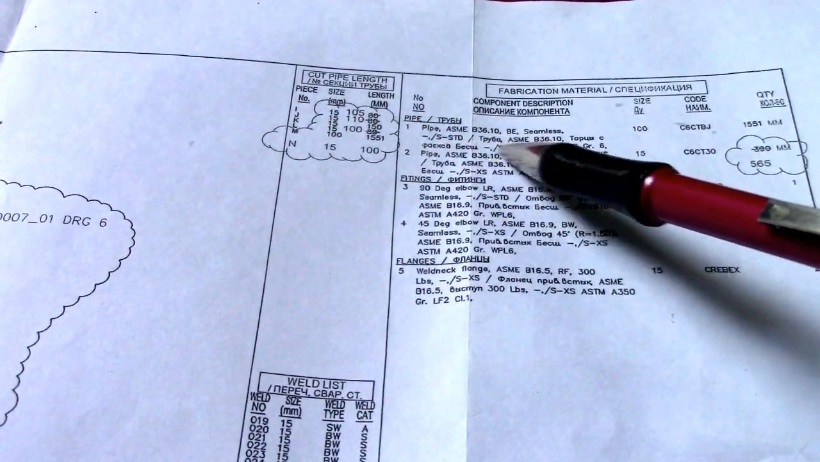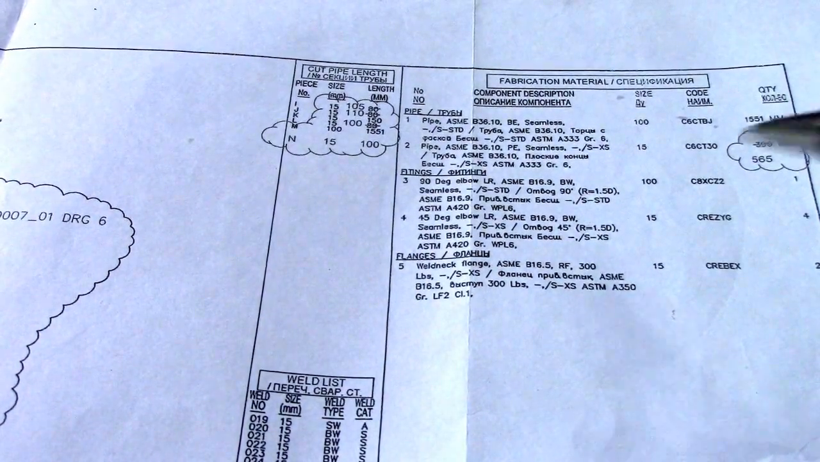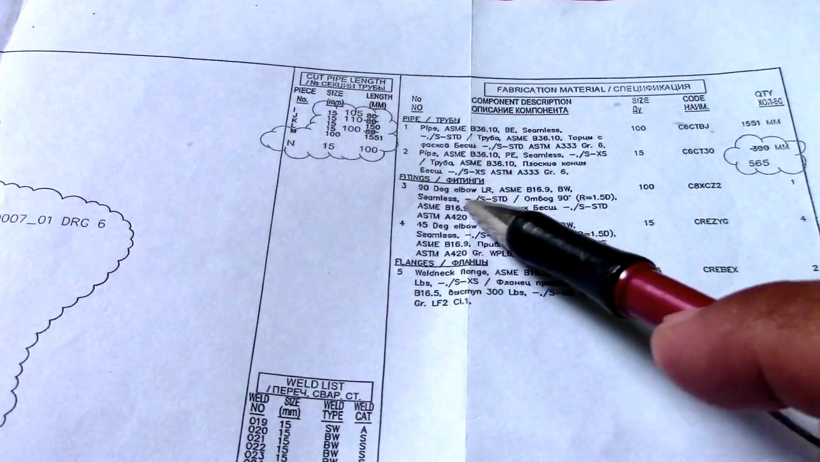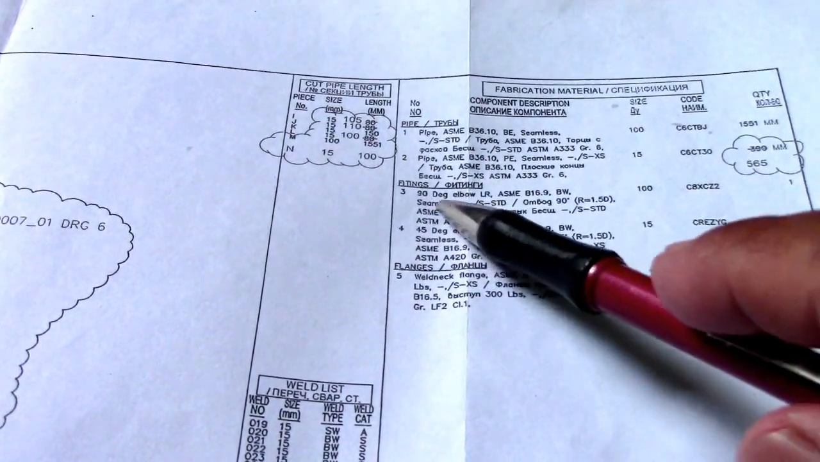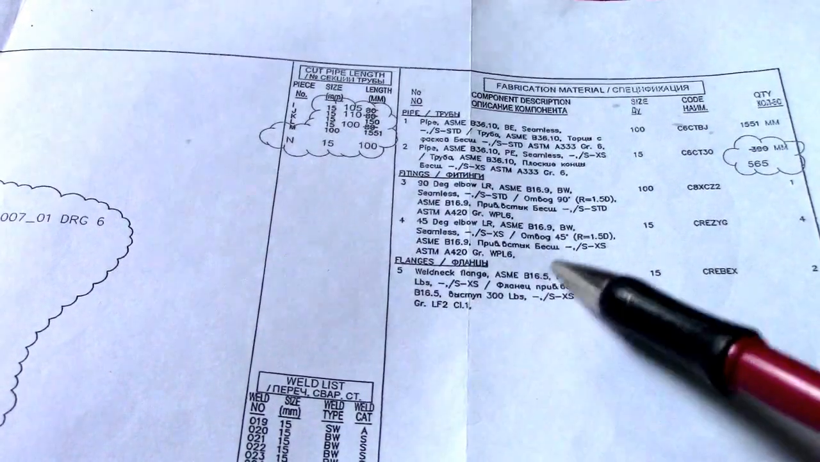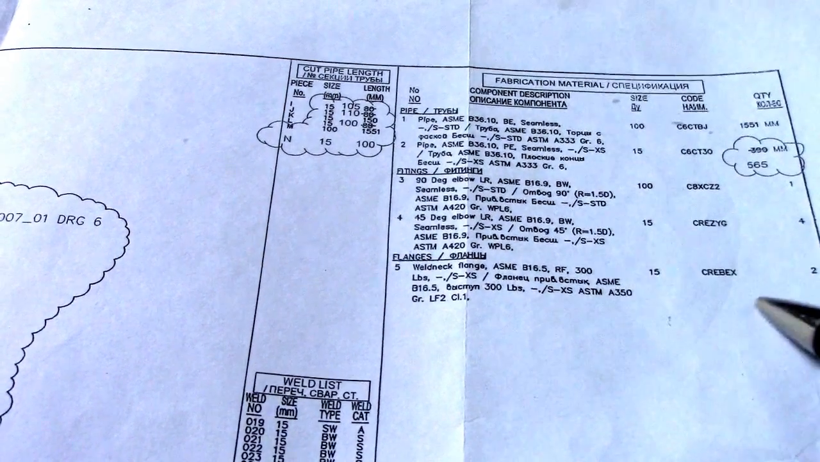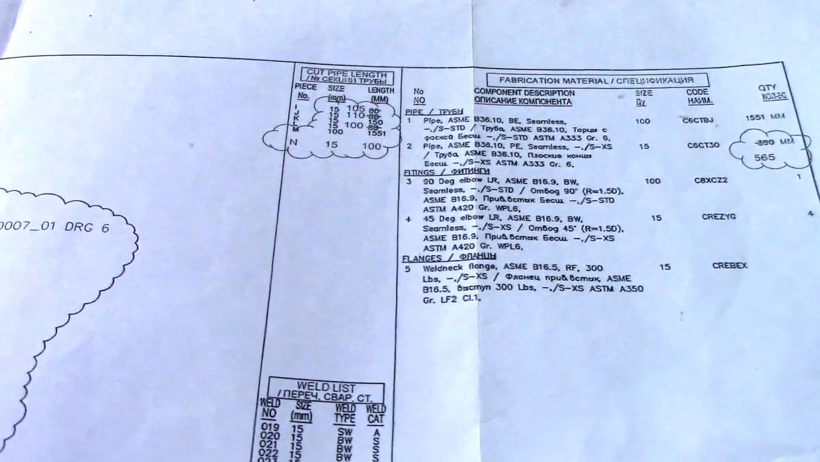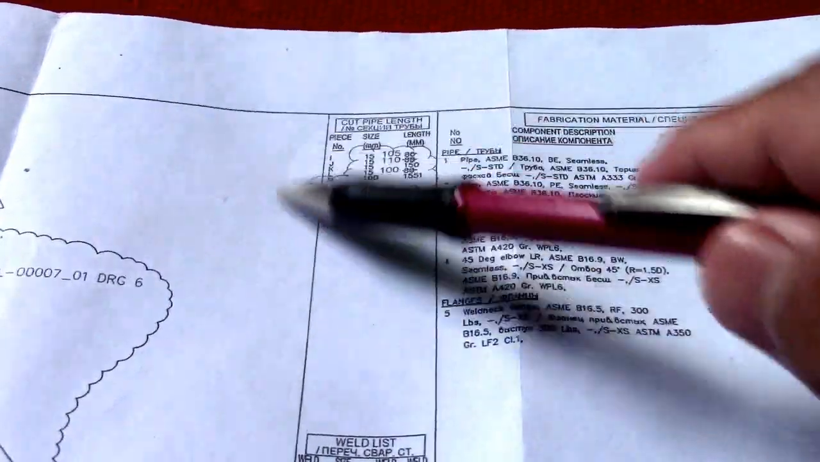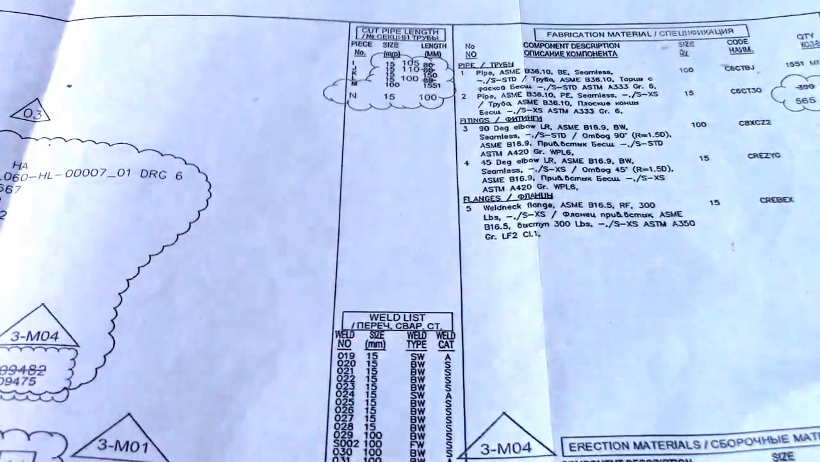So this is 833 grade 6. So this is the pipe ASTM. Okay, fittings. So here is 90 and 45 degrees elbow and flange. How many? Size, code, and the quantity. And also here is the cut pipe length, weld list. This is a weld list.